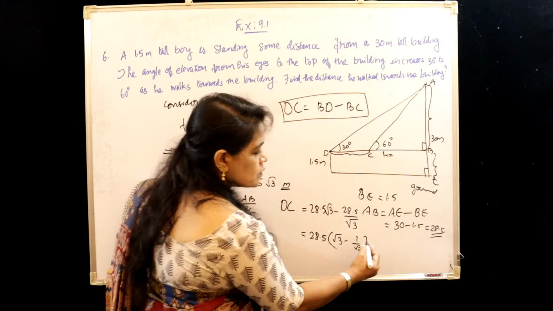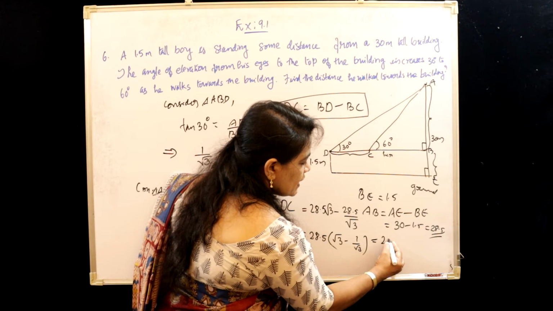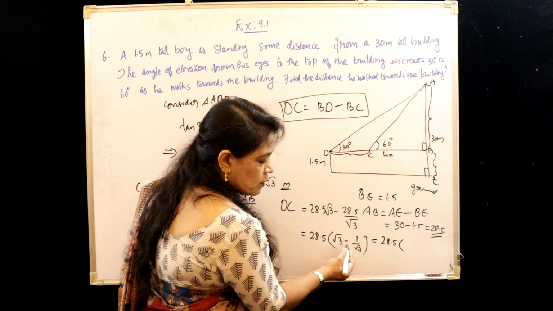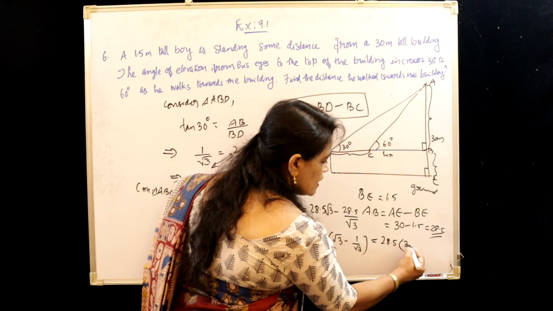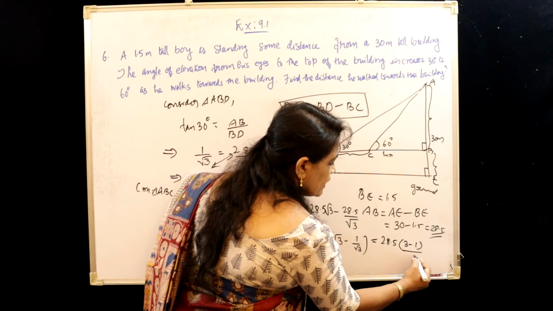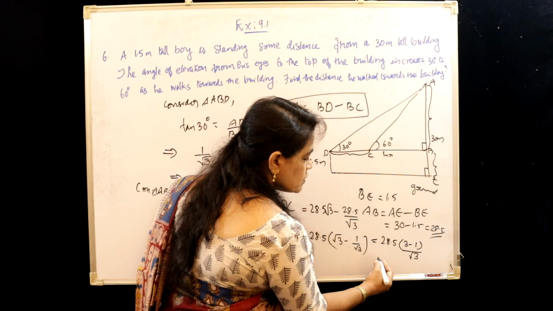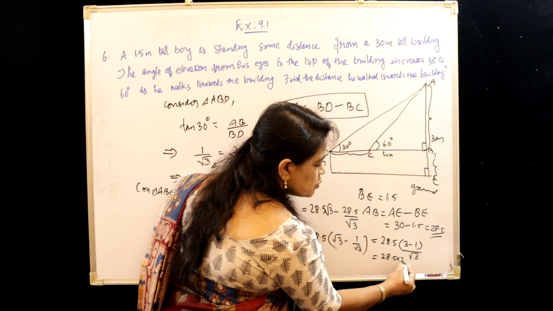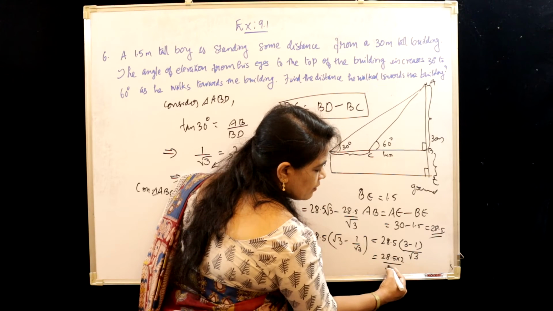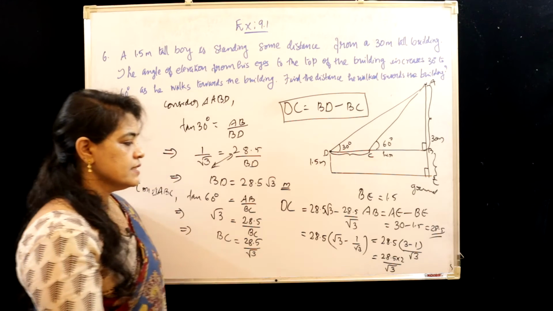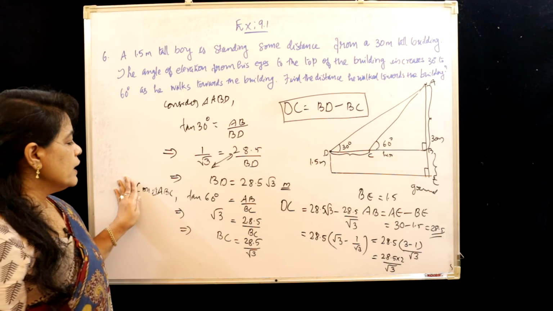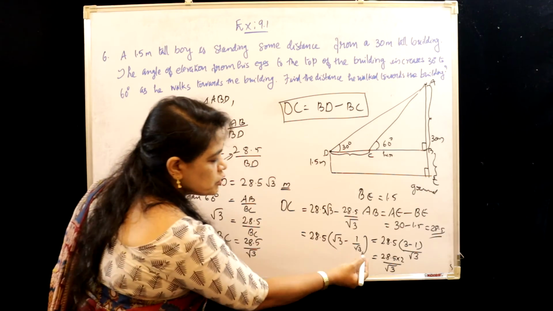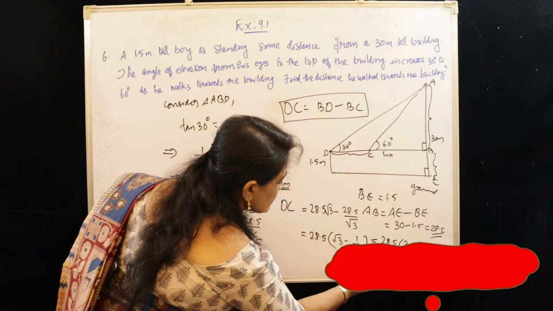That step is clear, children? So this is equal to 28.5 into root 3 into root 3, cross multiply, so 3 minus 1 divided by root 3. So here we have 28.5 into 2, 3 minus 1 divided by root 3. This step is okay, children? So in the next step, what is 28.5 into 2? Here comes DC. This is the required distance.